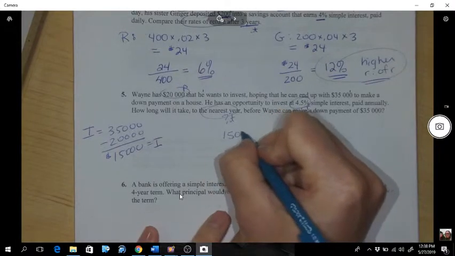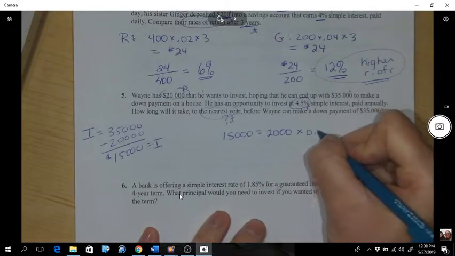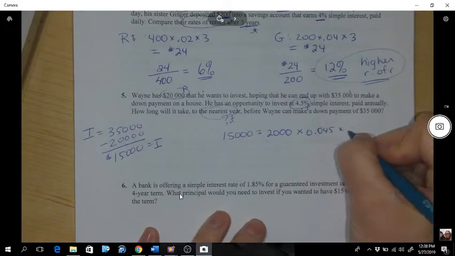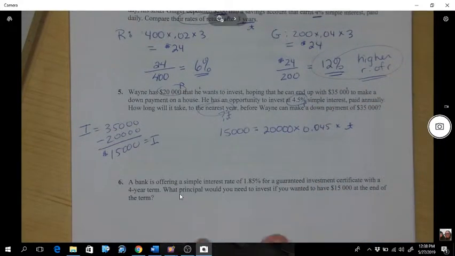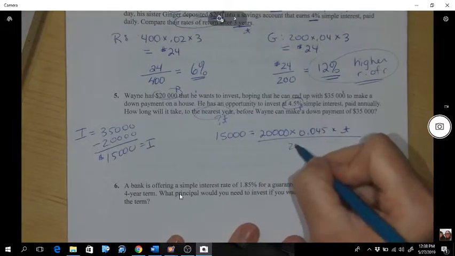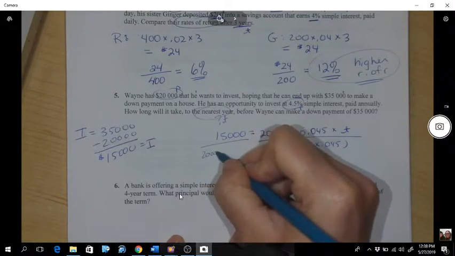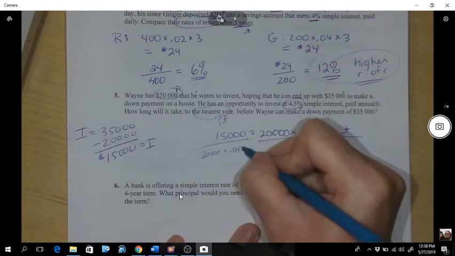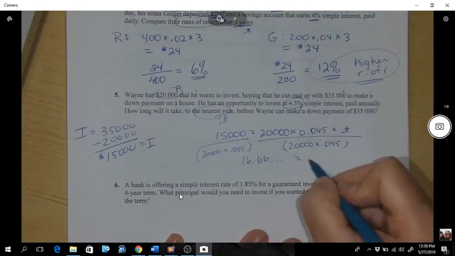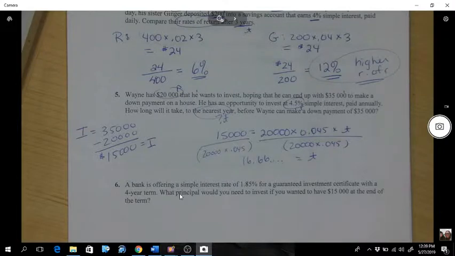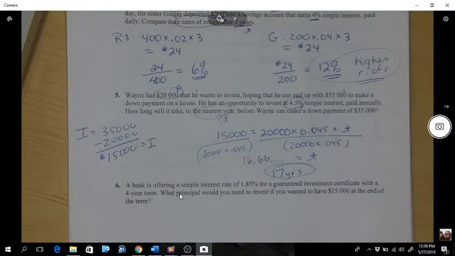So we want to know the time. Okay, so interest equals P times the R times T. Oops, that's 20,000. And so we're isolating T here. So we just do a division. And we end up with 16.66666. So since it says to the nearest year, it will take 17 years to get to the amount that he wants.